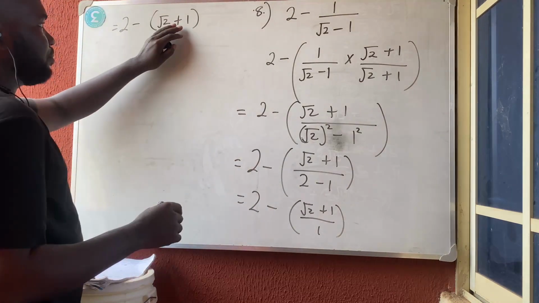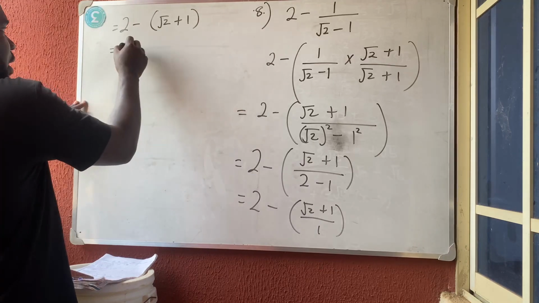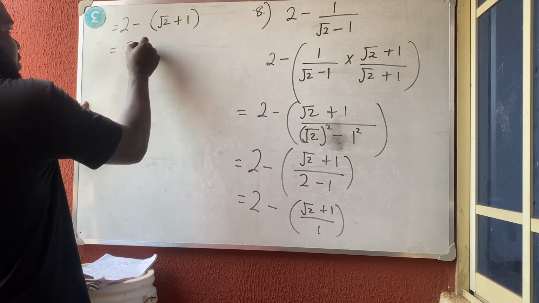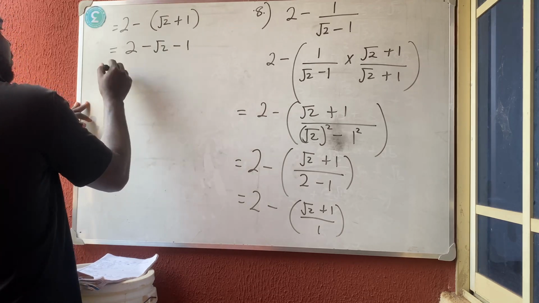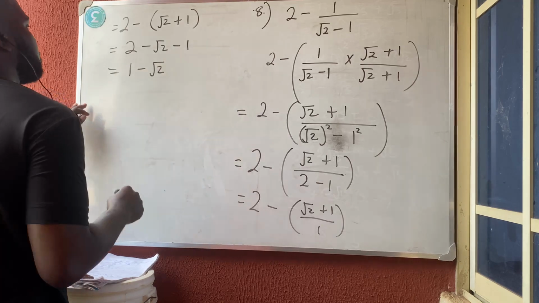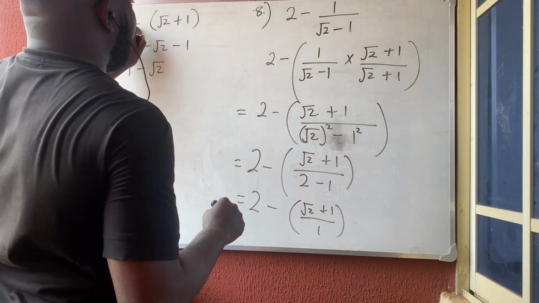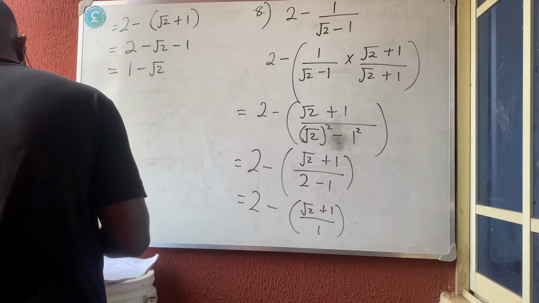Be cautious that I'm putting this bracket because of this minus that is powerful. So I'm going to use minus to clear everybody. To now be 2, this time this, minus root 2, this time this, minus 1. So what do I have? This minus this, I'm having 1 minus root 2. So if you did not use this minus, you see that the minus will only affect one person, which will make your solving wrong.